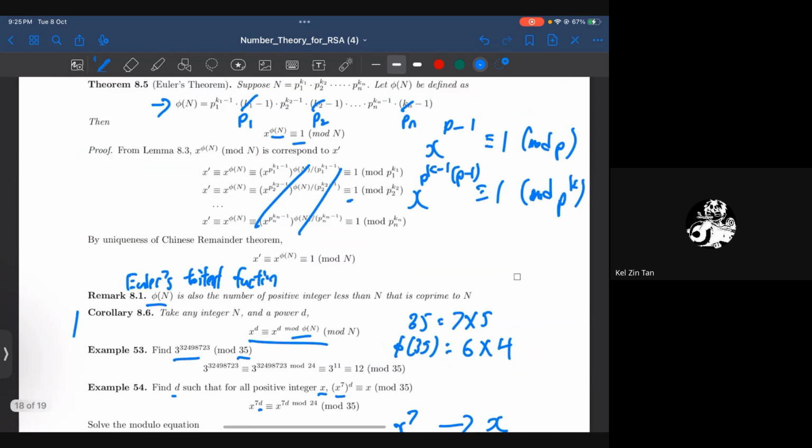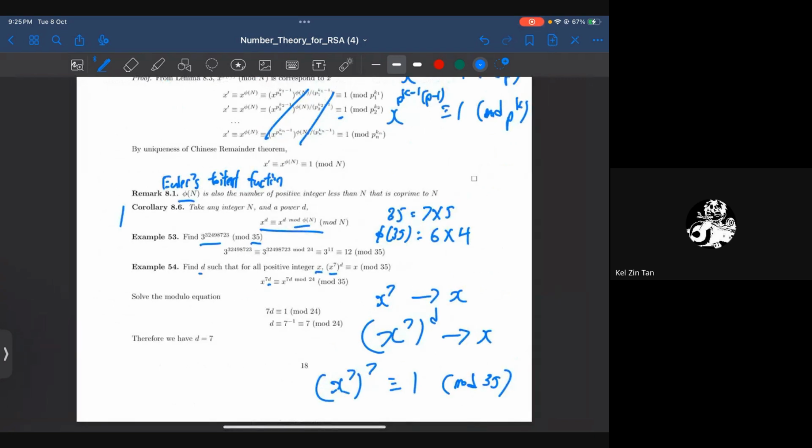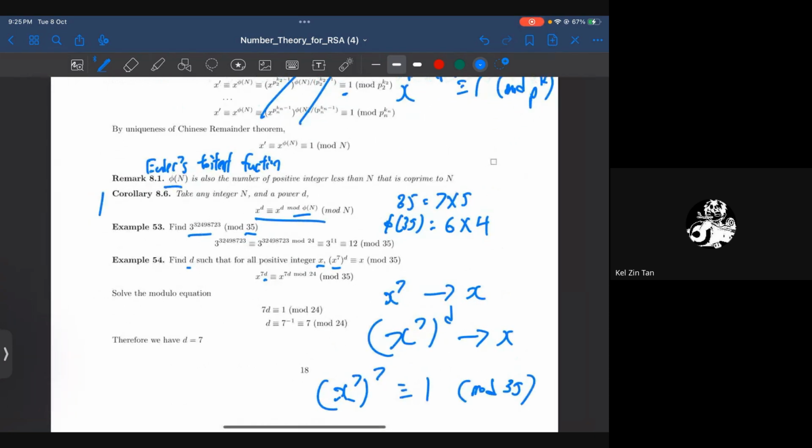So yeah, that is the end of Euler's theorem. Any questions? Okay. Yeah.